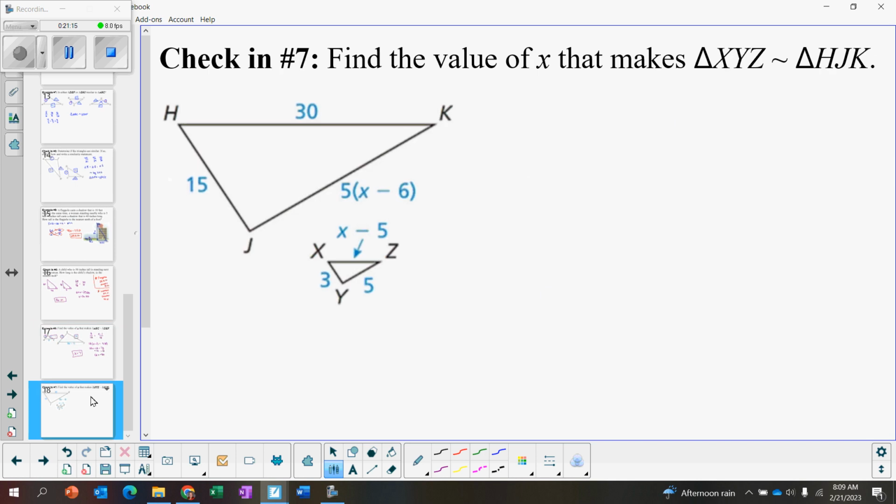So you're going to try the last one. Use the similarity statement to find the value of x that makes the triangles similar. Pause. When you're ready to see the answer, hit play.